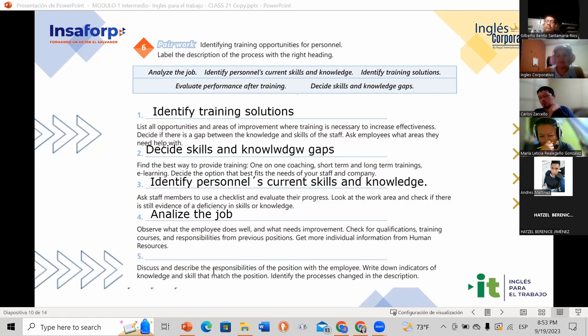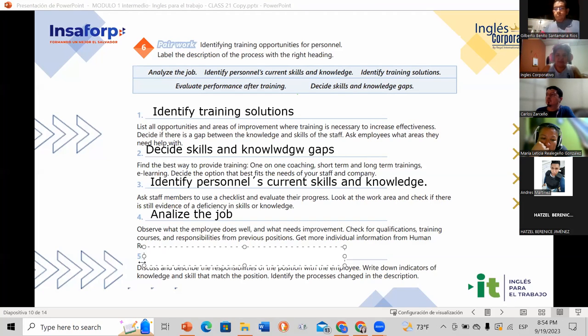It says discuss and describe the responsibilities of the position with the employee. Write down indicators of knowledge and skills that match the position. Identify the processes change in the description. The one that is missing is evaluate performance after training. It says discuss and describe the responsibilities of the position with the employee. Write down the indicators of knowledge and skills that match the position. Identify the processes change in the description. No. Or is it analyze the job? It sounds like, yeah, it is analyze the job. It fits better here.